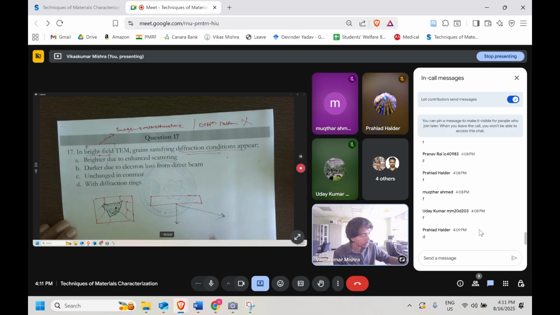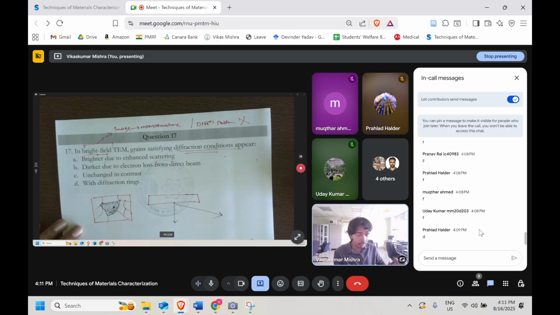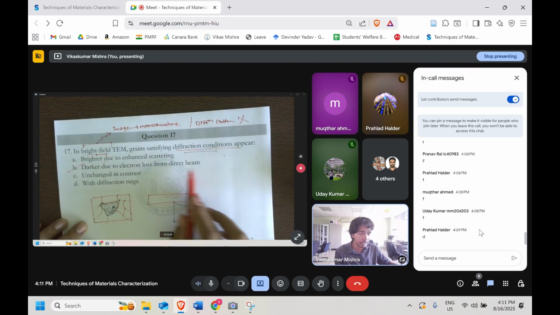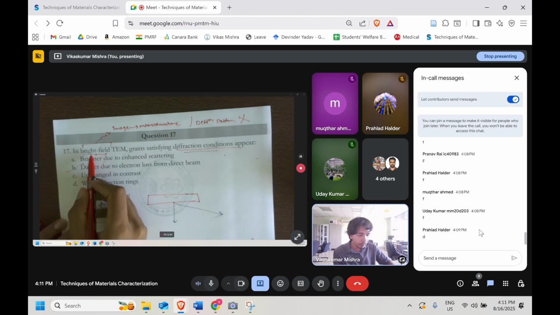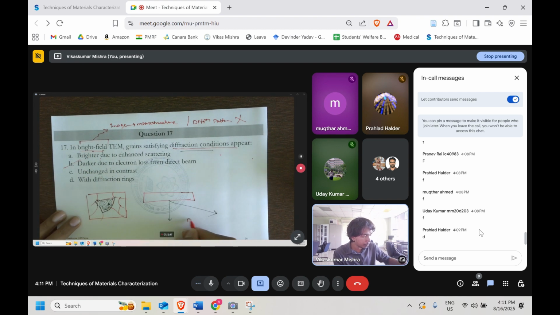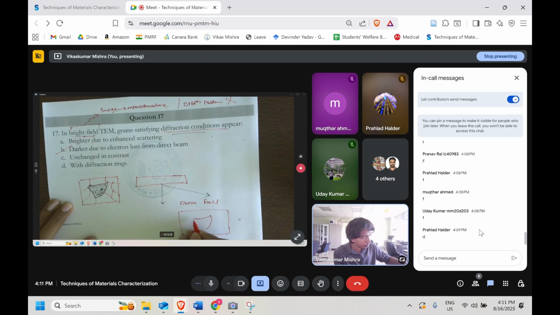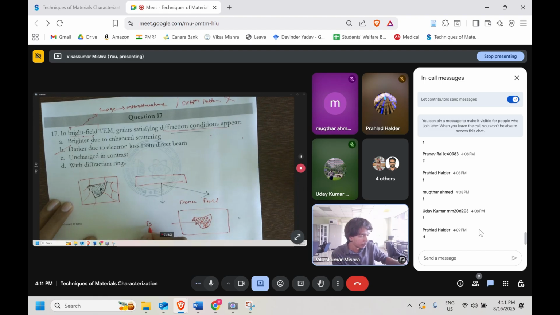So our right answer is the diffraction beam is darker due to the electron loss from the direct beam. Now, instead of bright field, if you look in the dark field, how will it look? The microstructure will look just the reverse. This grain will be the only grain which will be visible and it will be brighter. Remaining all the things will be darker.